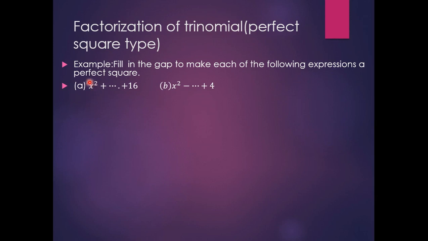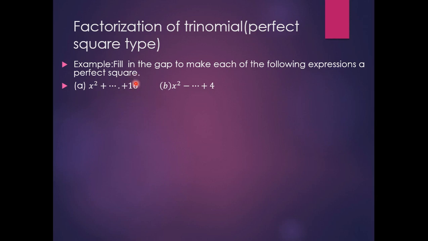So here this x square in the middle plus, and at last this is also a perfect square term. The 16 we can write as plus 4 square. So if a square plus a gap there and at last plus b square type, then we can change this into a square plus 2ab plus b square.